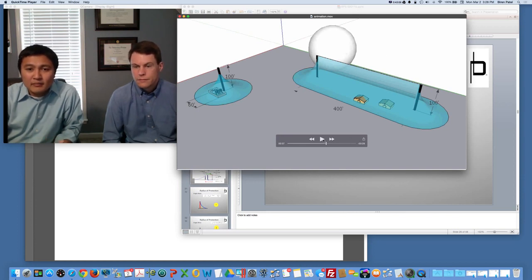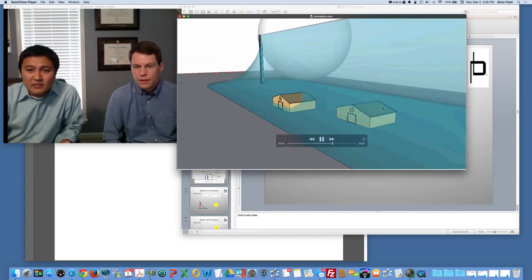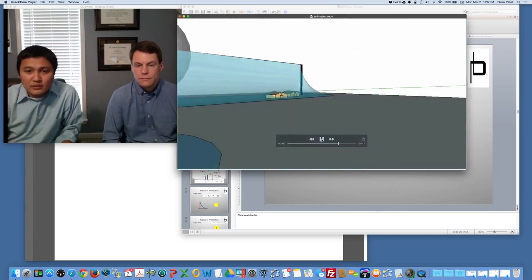You can see here these two buildings. One building falls completely under the zone of protection, whereas this building, part of it sticks out. So this part of the building would be considered exposed. And that's what a shield wire would look like.